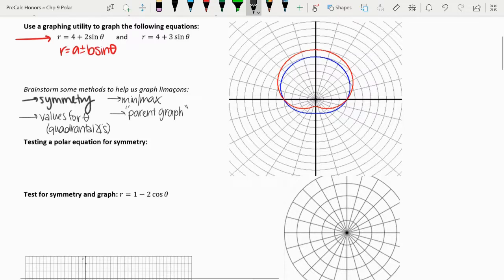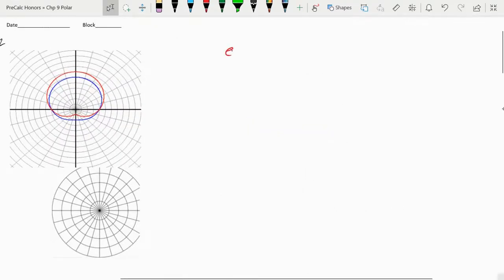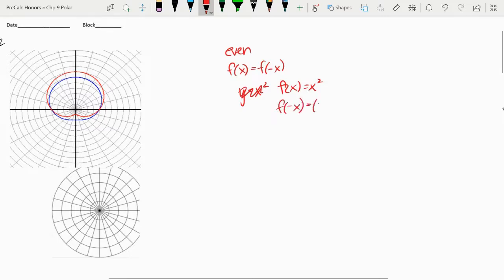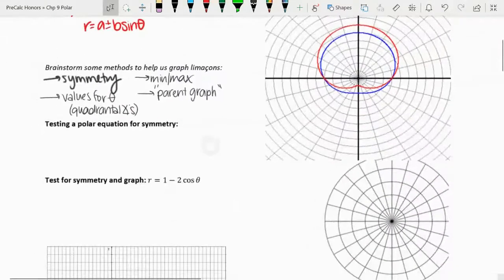Okay, so last time we talked about symmetry, and here we're going to talk about testing for symmetry. I'm only going to do it on an example or two just to give us the idea. Back in chapter 1, we would check functions for symmetry. Like, for example, we said even functions, f of x equals f of negative x. Like a parabola, we know is an even function. It has even symmetry. So if I put in a negative x, this is the same as our original equation, or could be simplified to the original. So we have similar tests like that for polar grids.